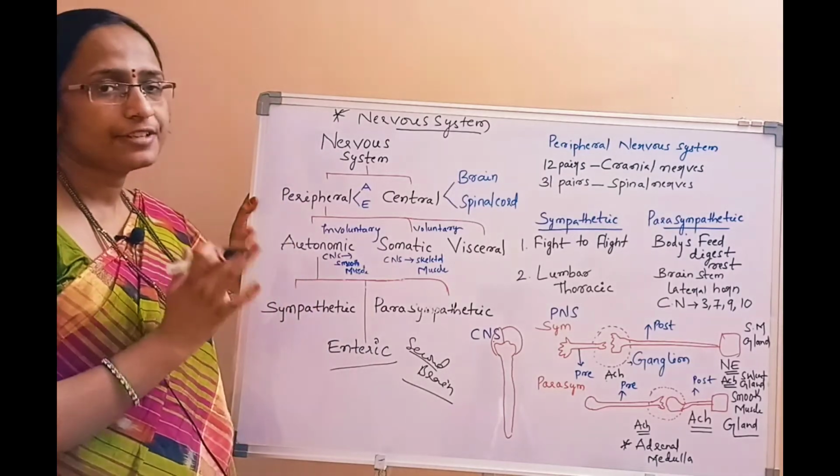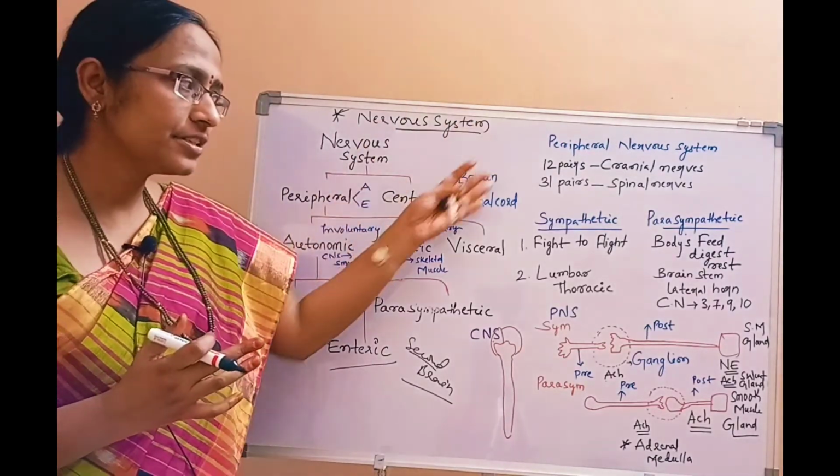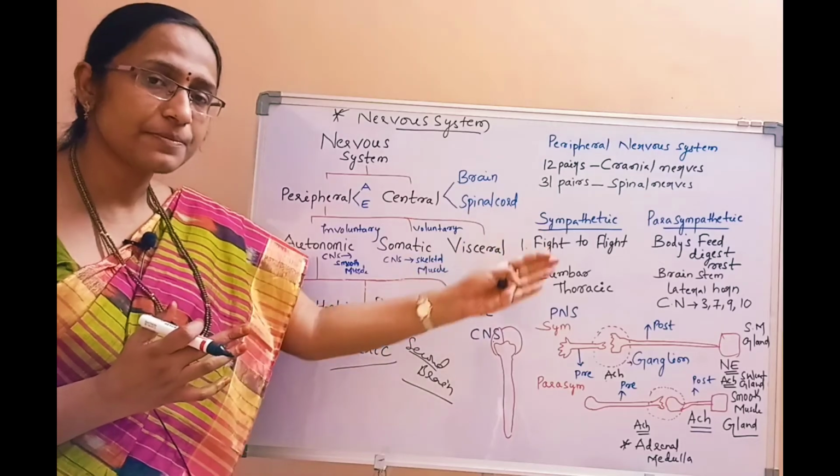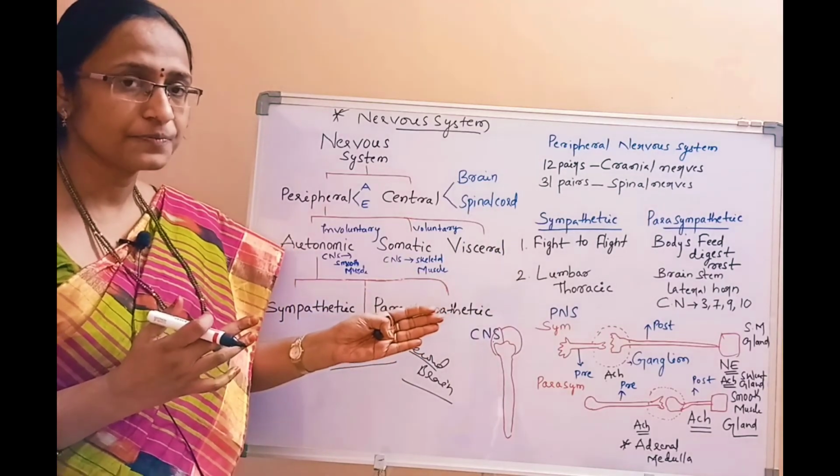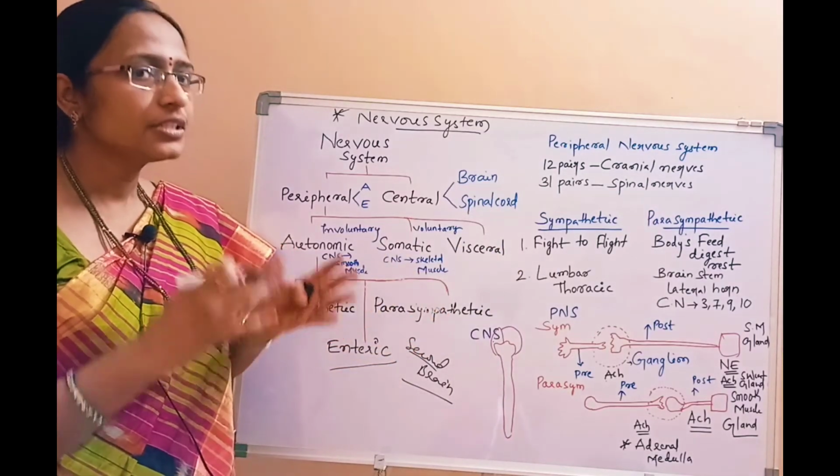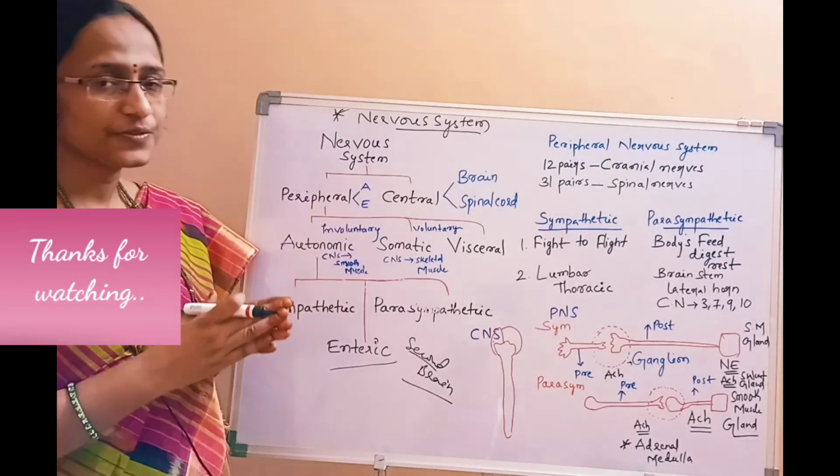So this is all about the different types of the nervous systems, the peripheral nervous system, the differentiation between sympathetic and the parasympathetic nervous system. So I hope you understood the basic things about the classification of the nervous system.